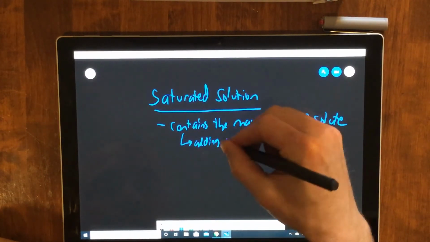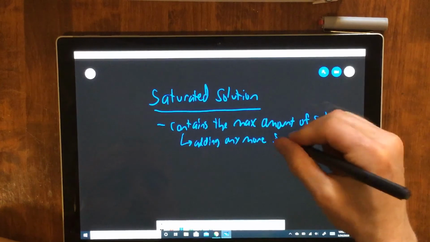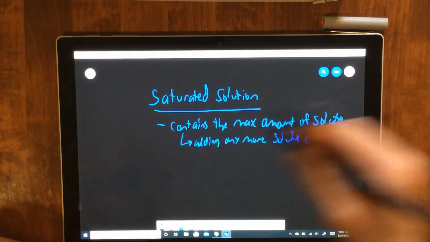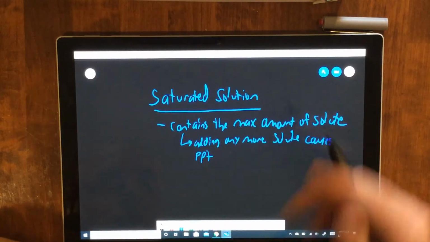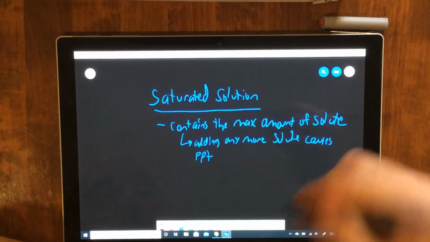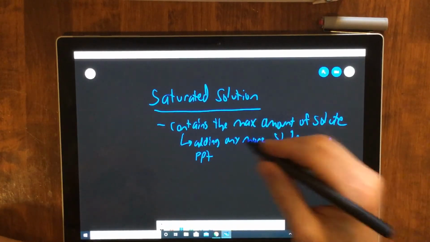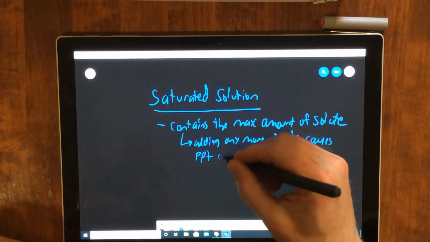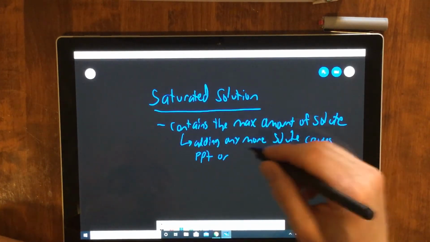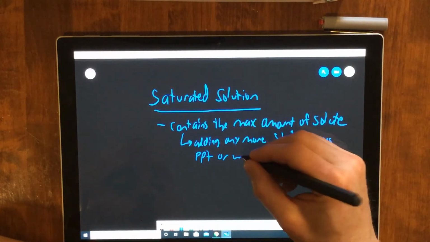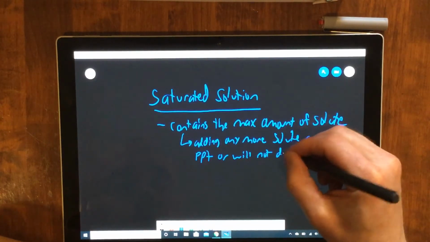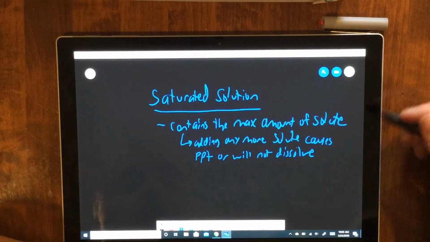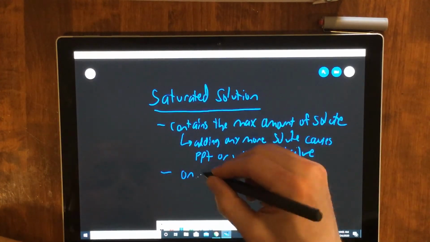Adding any more solute causes precipitate, meaning the solid will form. Another way to say that is adding any more solute will not dissolve. So you can stir it up all you want, it'll never dissolve. And the way we teach this is on the line.